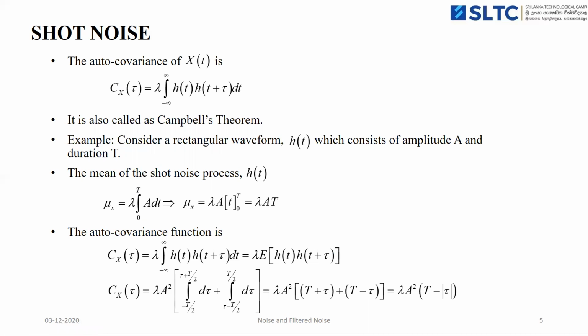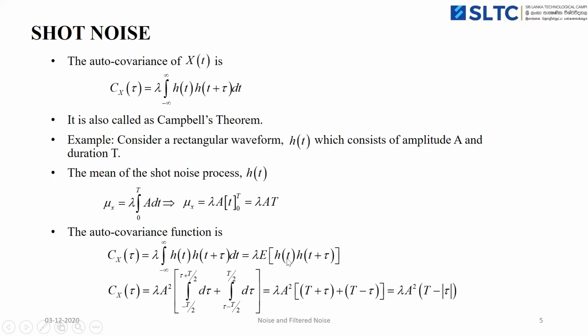Similarly, we can find out the autocovariance of the rectangular waveform h of t. That is cx of tau, using the same formula we used in the previous expression to find the autocovariance of the short noise. So here we use lambda integration from minus infinity to plus infinity of h of t into h of t plus tau dt. Since lambda is constant, we can map this integration to the expectation of h of t into h of t plus tau.